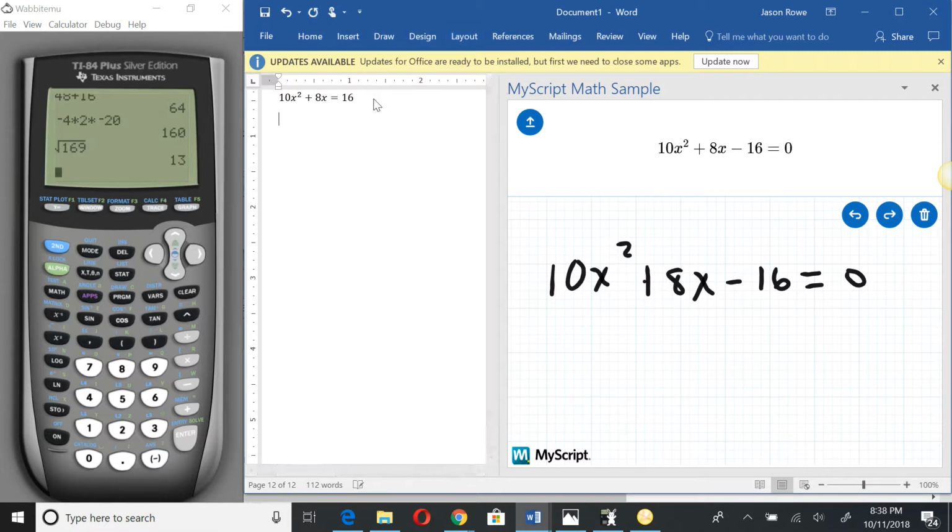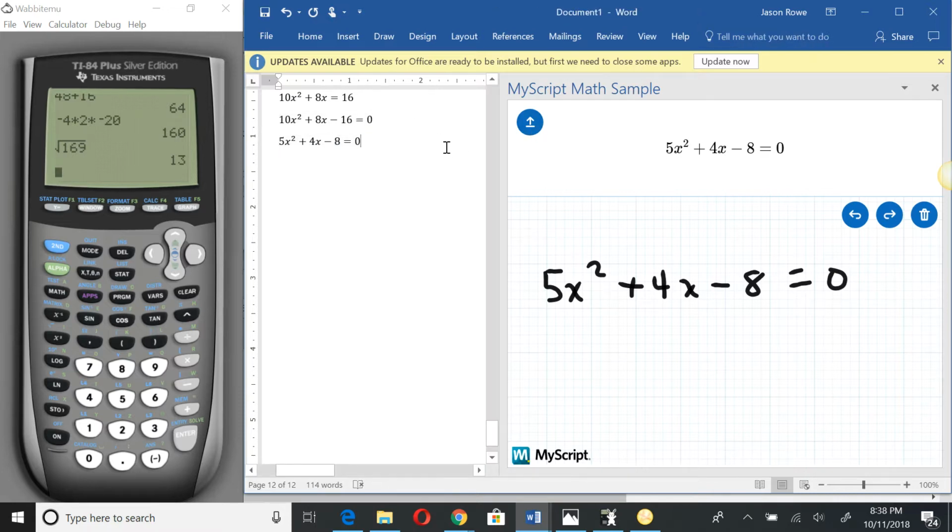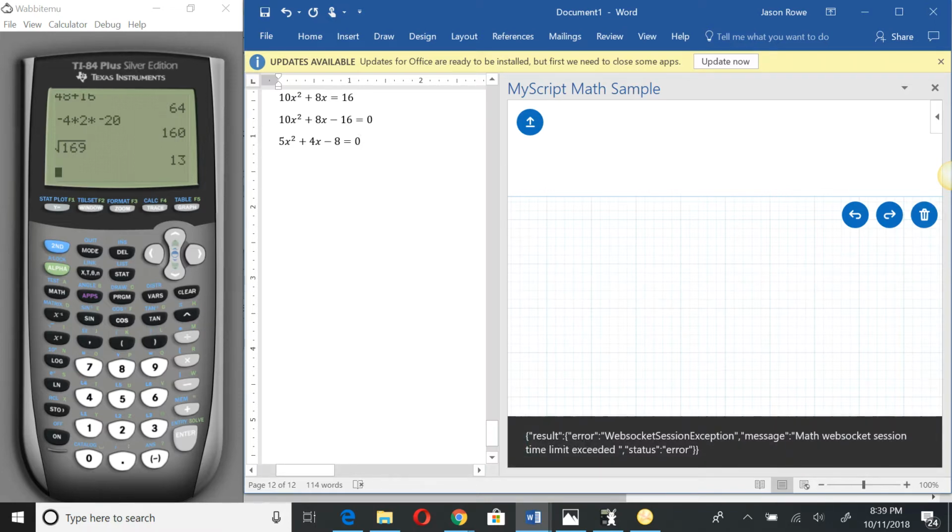And sometimes when you do these, you kind of want to notice something that makes life easier. And what I notice about these is all three of these values are divisible by 2. So I'm going to divide them by 2 to make my numbers smaller. So that's going to give me 5x squared plus 4x minus 8 equals 0. Make a big deal? Well, you'd get the same answer, you just might have to simplify before you do it. So let's take a look.